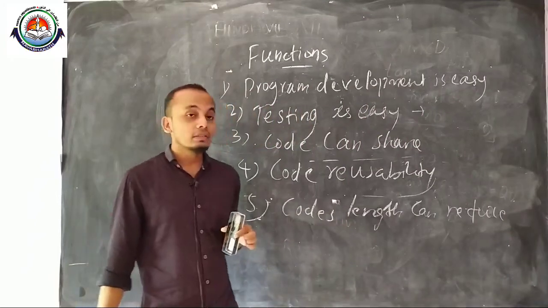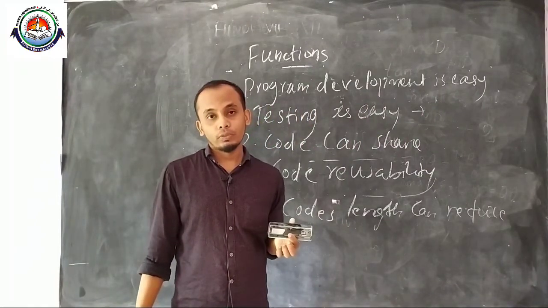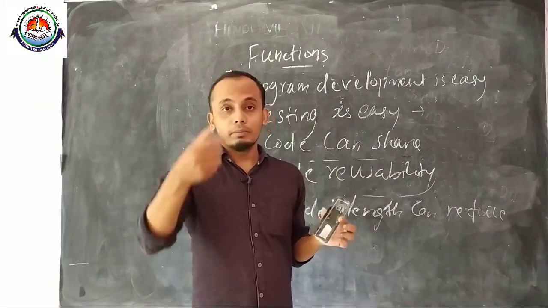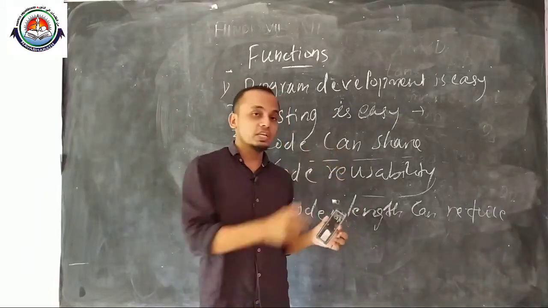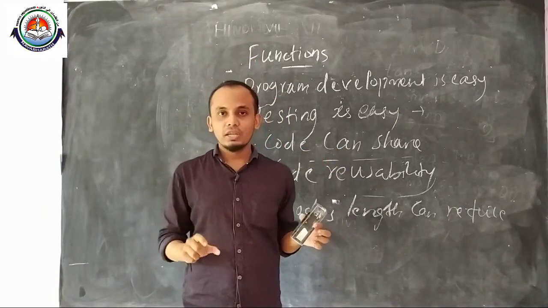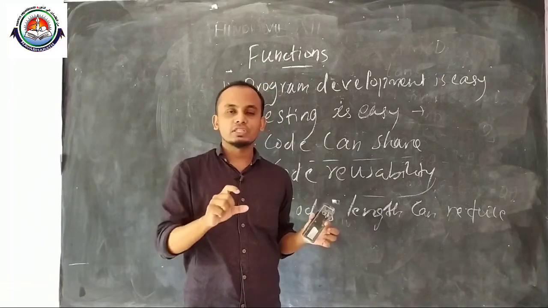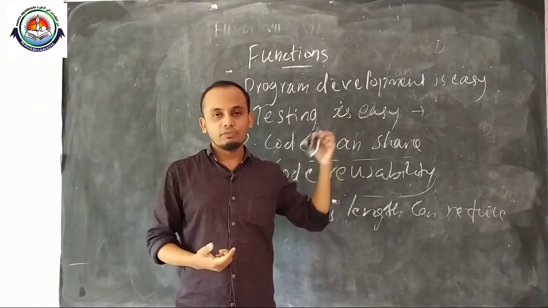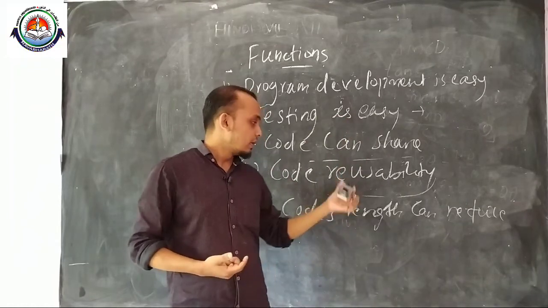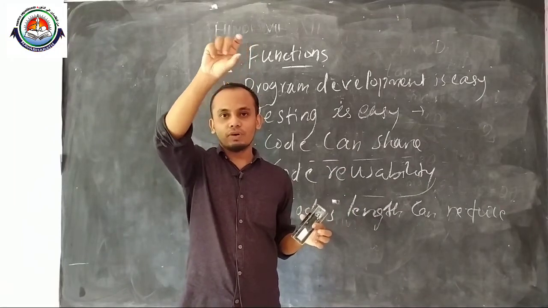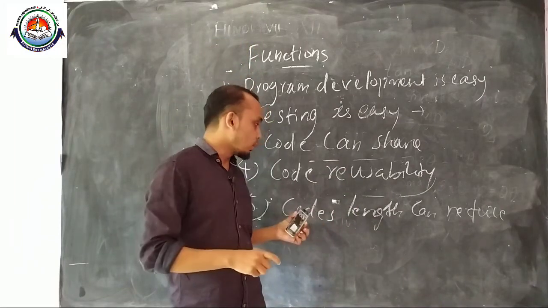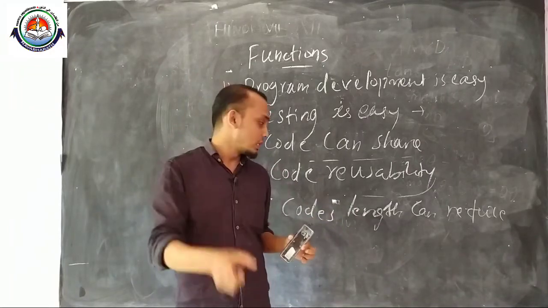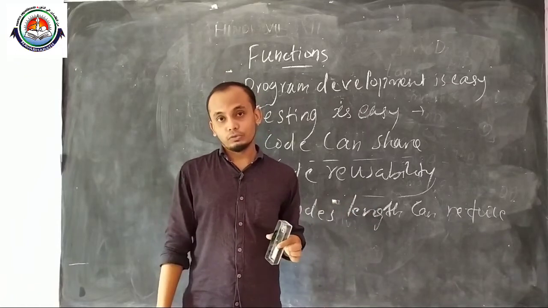How can code's length reduce? With the help of functions. Once we declare a function, we can call that particular function with the help of different statements that we will discuss in the next class. Anyway, we can easily call that function again and again, so the repetition of code will reduce. So the code's length can reduce.